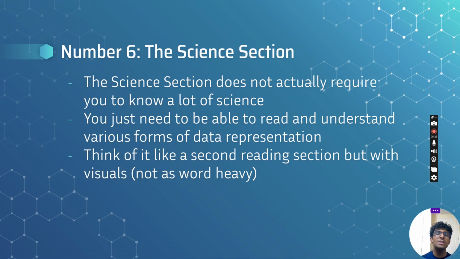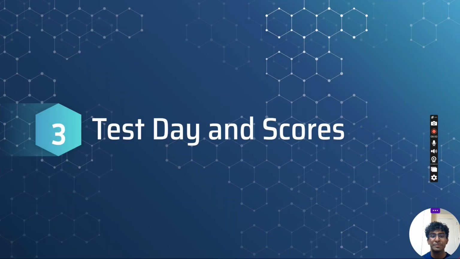All right, and then this is just a small one about the science section. I've been kind of reiterating this, but you don't need to know science that well to be successful. You just need to read and understand various forms of data representation like figures, tables, and graphs, being able to understand how to read them, how to figure out relationships. We'll go over that in the ACT Science video. It's like a second reading section, but with visuals, and it's not as word heavy as the reading section.